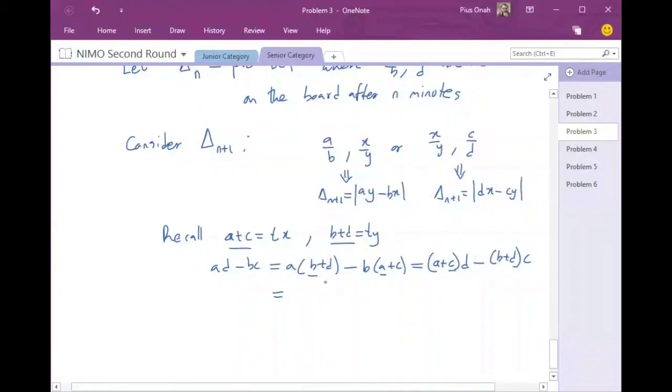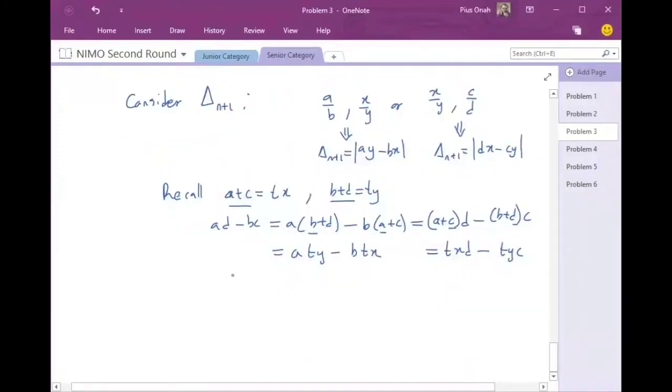We prefer to work with x and y for delta n plus 1. So just substitute that in: we have tx, and on the other hand we have tx and ty. So from this relationship between delta n plus 1 and delta n, the idea is that irrespective of whichever case we pick, case 1 or case 2, we are going to end up getting exactly the same stuff.